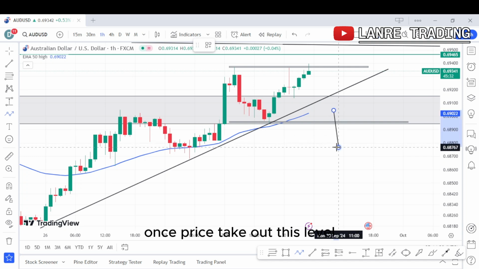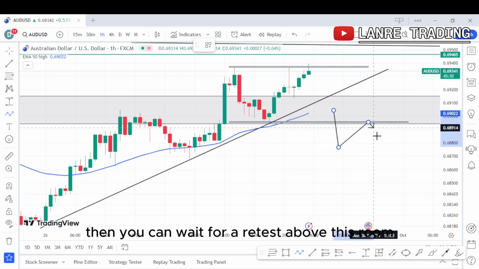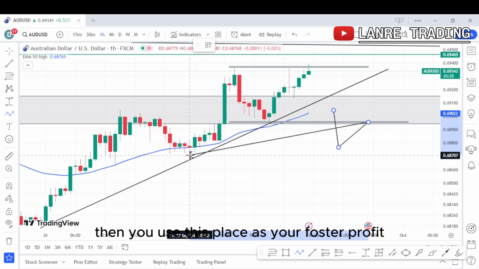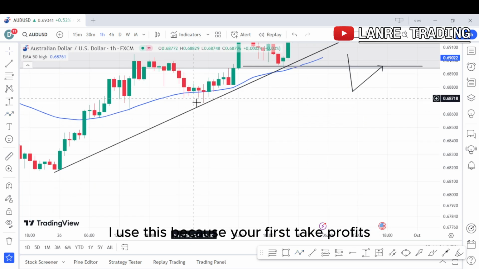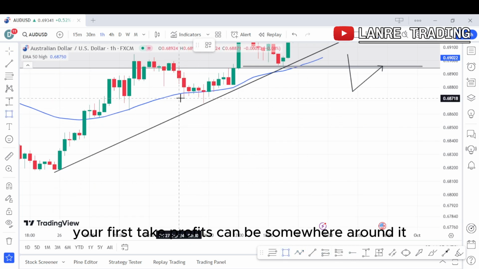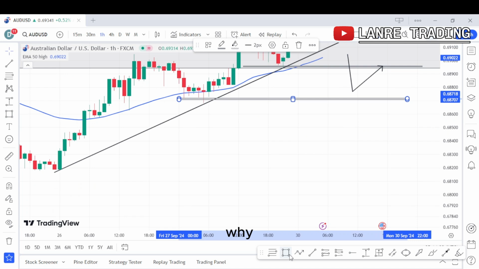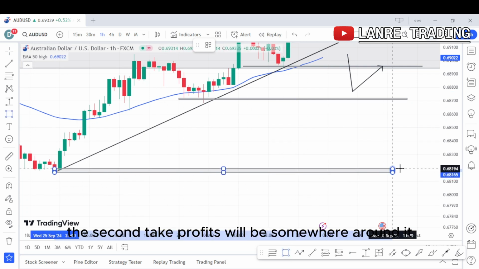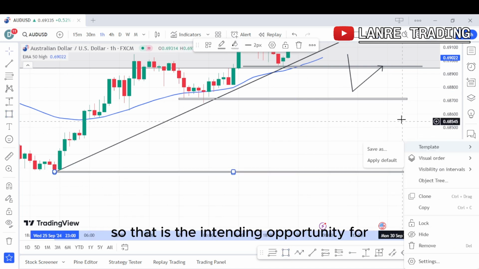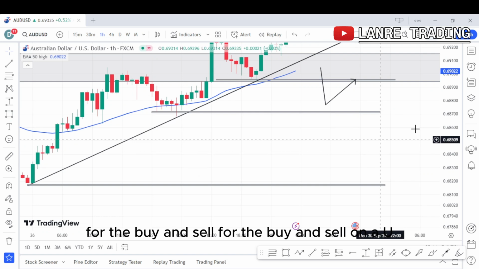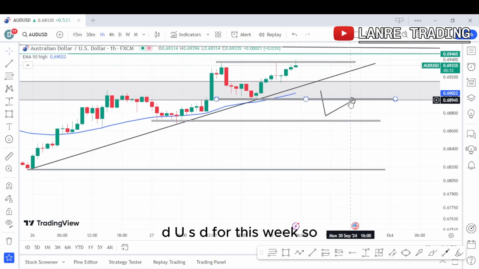Once price takes out this level, then you can wait for a retest above this zone. Then you use this place as your first take profit. Your first take profit can be somewhere around there, while the second take profit will be somewhere around there. So that is the trading opportunity for the buy and sell on AUD USD for this week.